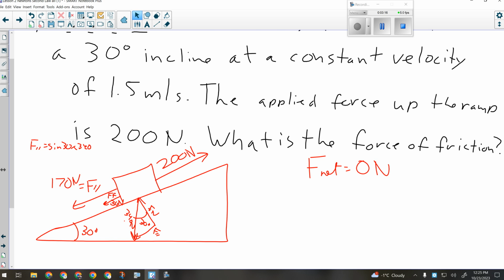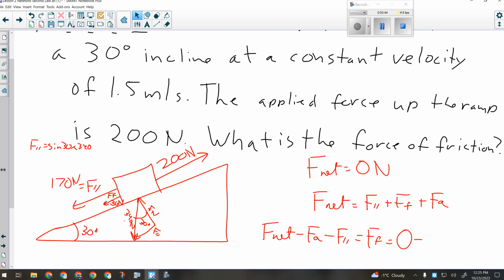Really, I did M times A, 0 newtons, and then I went F net equals F parallel plus the force of friction plus the applied force. And then I said, I'm going to solve for the force of friction, so I went F net minus force applied minus force parallel equals force of friction, which was 0 minus 200 minus negative 170, which leaves me with 30 newtons down the ramp. Negative 30 is what it comes out to mathematically. Does everyone follow me there?